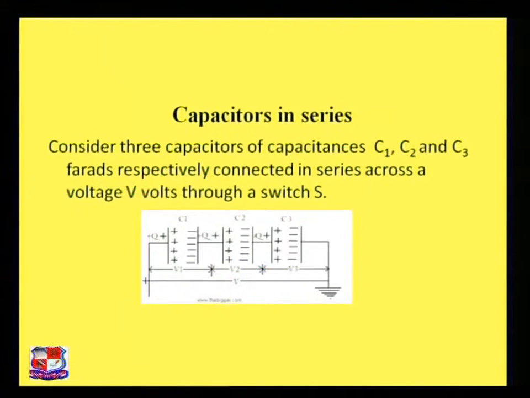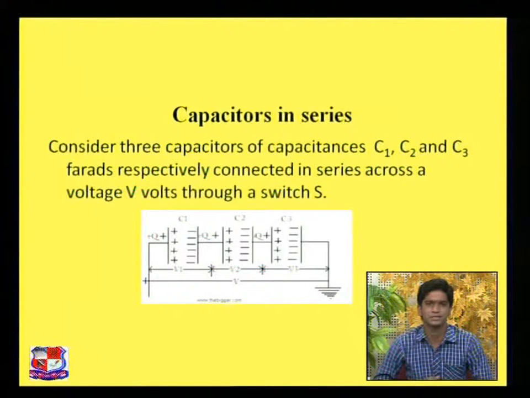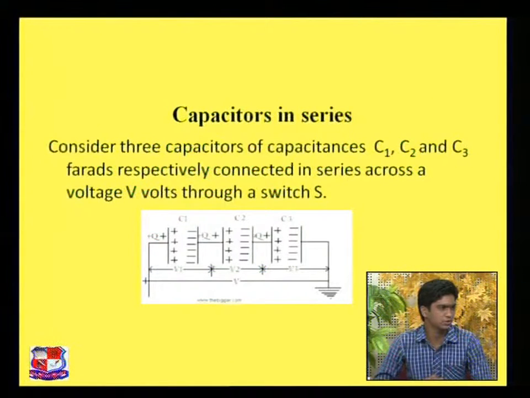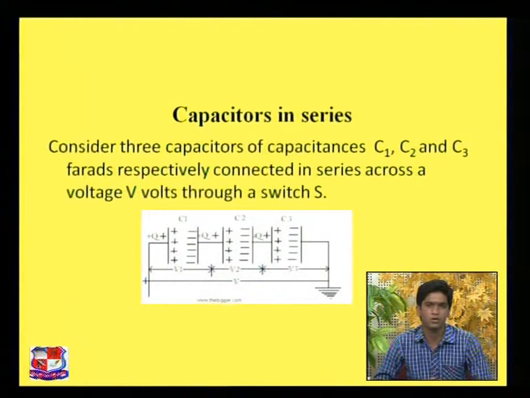Here now we are going to see capacitors in series. Consider three capacitors having capacitance C1, C2 and C3. Here we can see that three capacitors are arranged in a series, in which we are giving a voltage of V volts and a switch is also given. So the voltage of capacitor C1 is V1, the voltage of capacitor C2 is V2, and the voltage of capacitor C3 is V3.